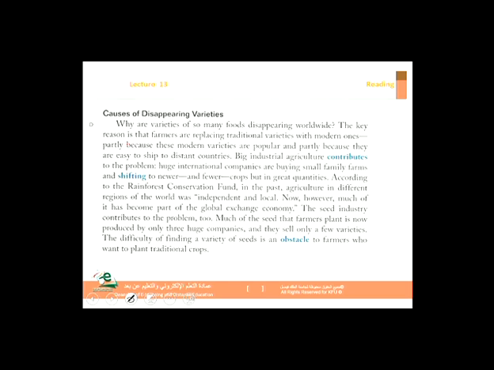The seed industry contributes to the problem too. Much of the seed that farmers plant is now produced by only 3 huge companies, and they sell only a few varieties. The difficulty of finding a variety of seeds is an obstacle to farmers who want to plant traditional crops.